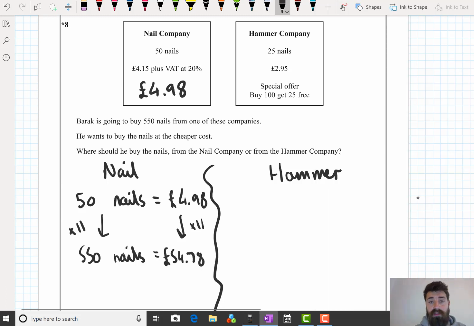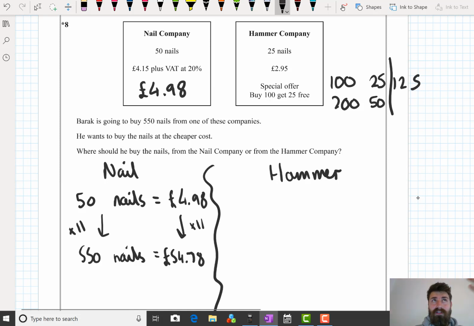However, it's a little bit more tricky because it's 25 nails for £2.95. Right. Special offer though. Every 100 you get 25 free. So if you have 100, actually you've got 125. If you add 200 nails, you get another 25 free. So at that point, you would have 50 free nails so far, because you got your first 25 for free at 100, another 25 free, so that'll be 50 in total.